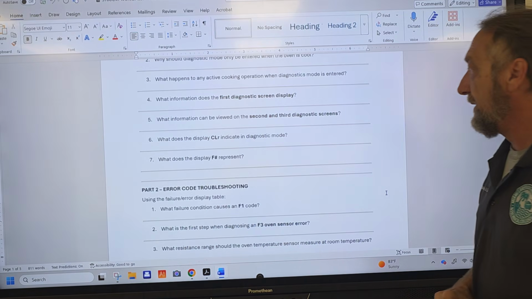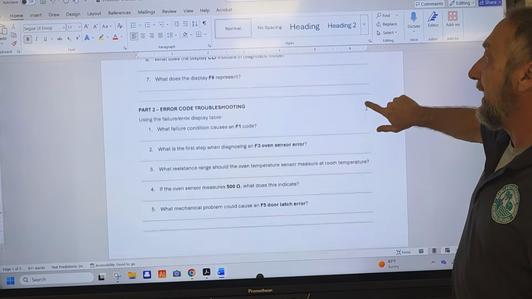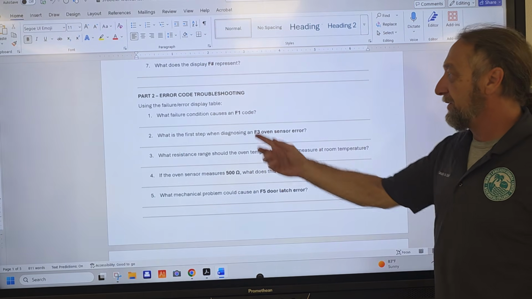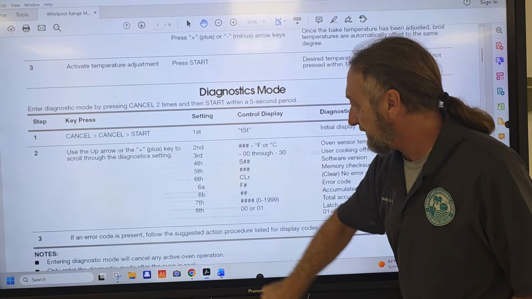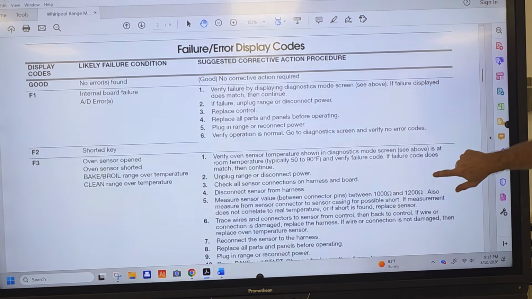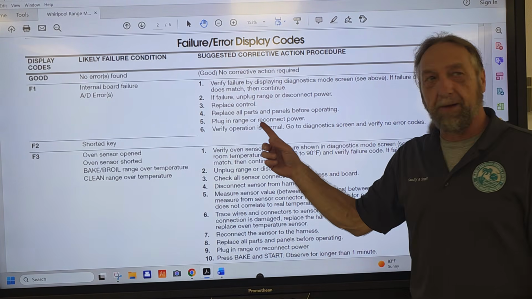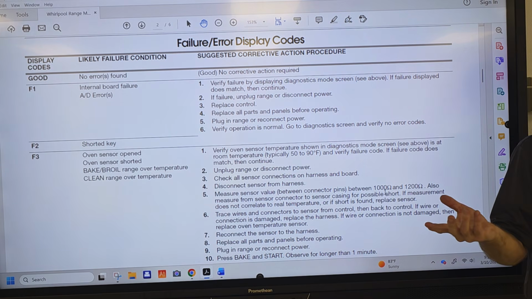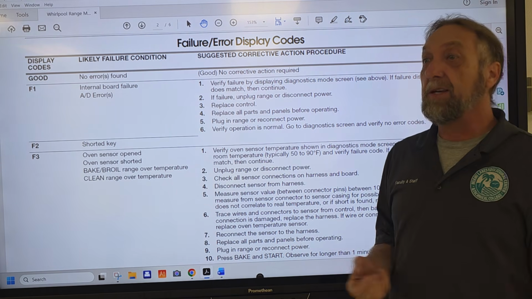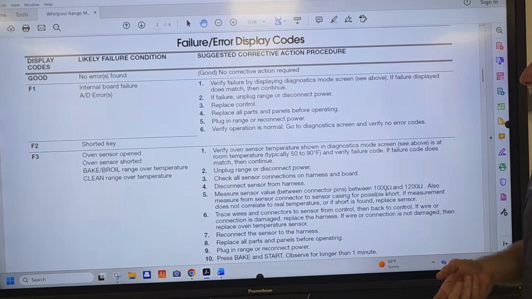Next question. Let's go to here. Error code troubleshooting. What failure code causes an F1? So we got to go down here. Internal board failure. Okay, internal board failure. So the nice thing about this, they give you things to check and tell you, hey, if you get this code, these are the things you need to do to troubleshoot it out.